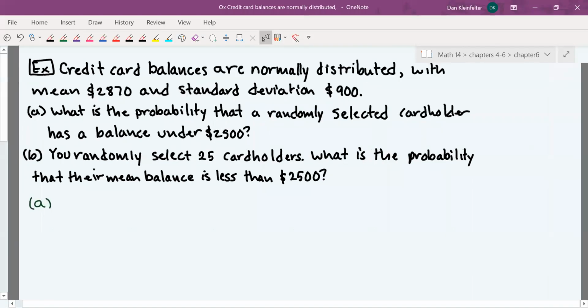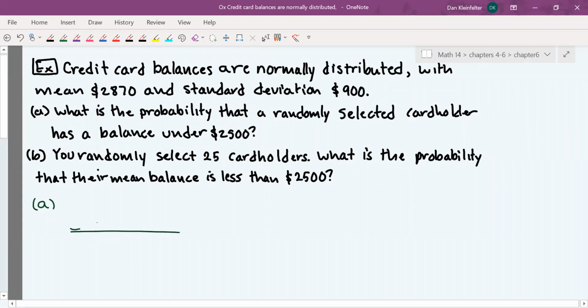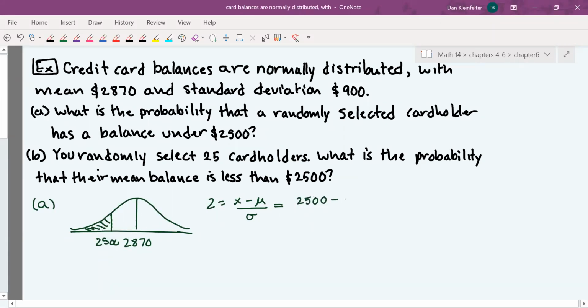For part A, we're just doing this about an individual. As always, it's a good idea to make a little sketch. We're told that the mean is 2,870, and we want to be less than 2,500, so that will be the left tail. For the z-score, z will be x minus mu over sigma. It's the simpler version of the formula because we're only talking about an individual this time. So we want our individual value of 2,500 in comparison to the mean of 2,870, divided by the standard deviation, which was 900. Let's grab our z-score from that. That's negative 0.41.